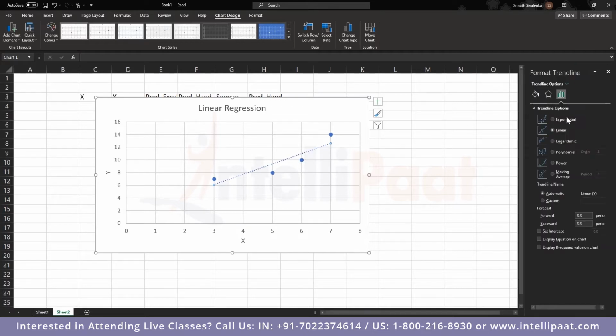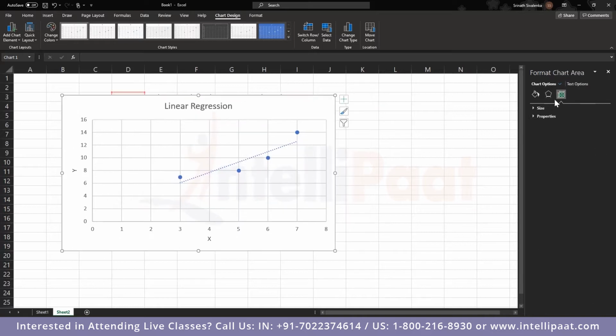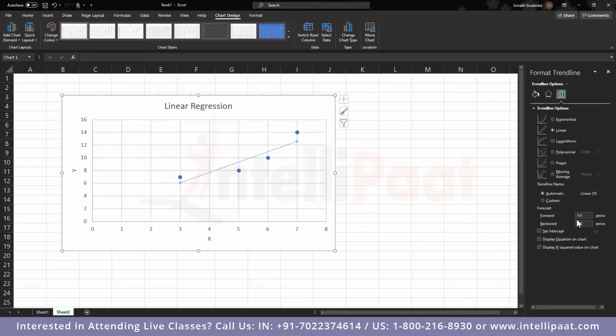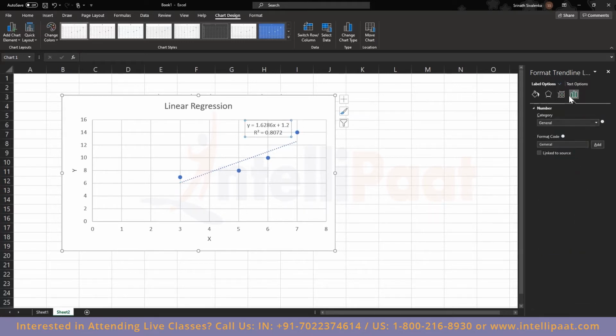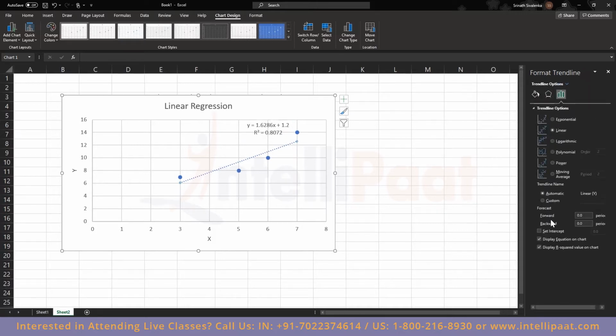If you observe, there's something called format trendline, and in here you can select all the things that you want. For example, you don't want to set intercept, you want to display the equation on the chart, and you also want the r squared value to come up. I'll talk about what r squared is in a minute. This will take care of giving you the linear regression equation at this particular point.